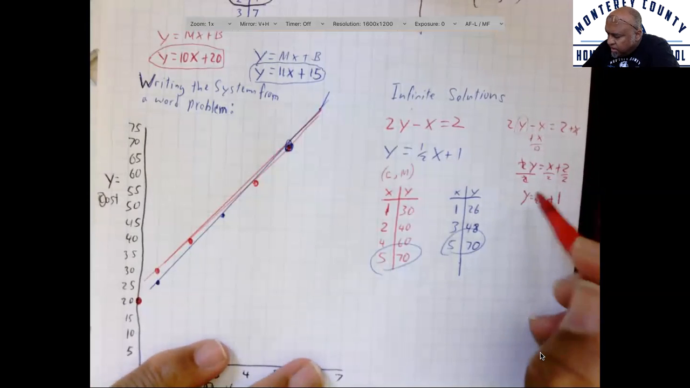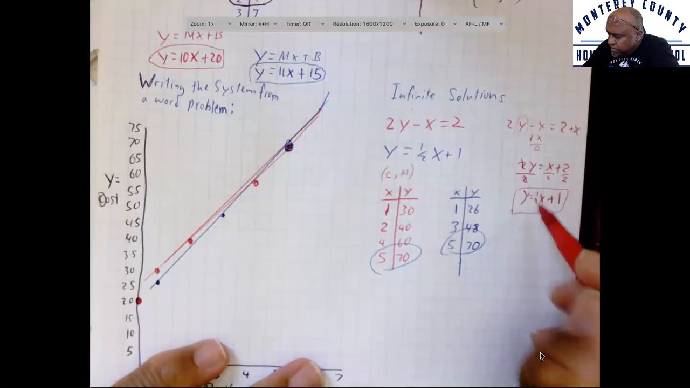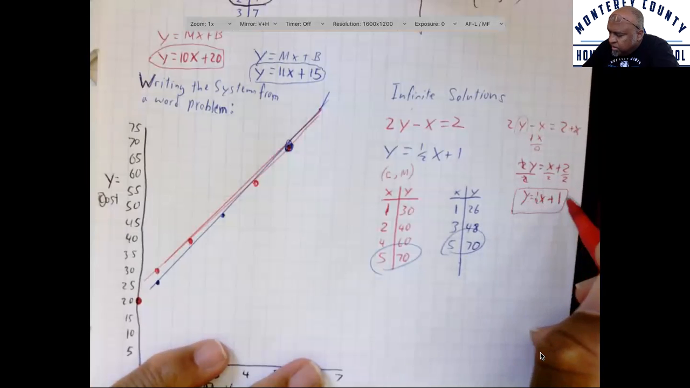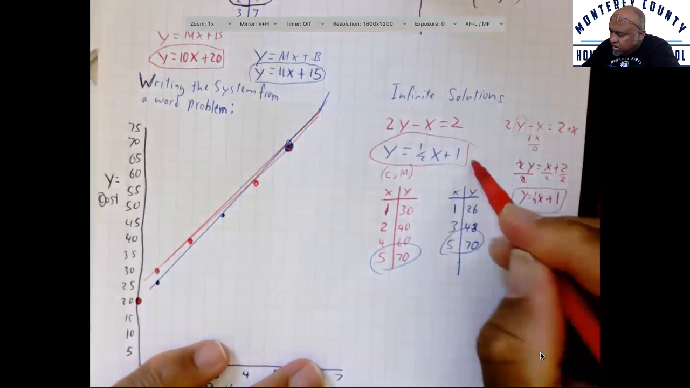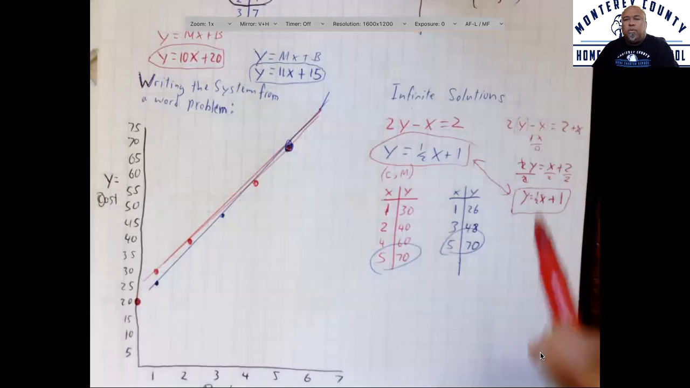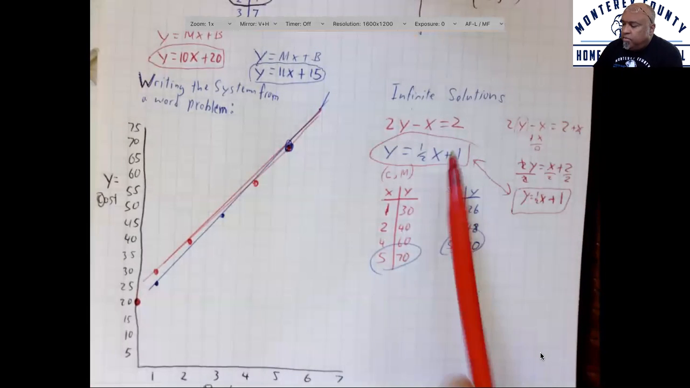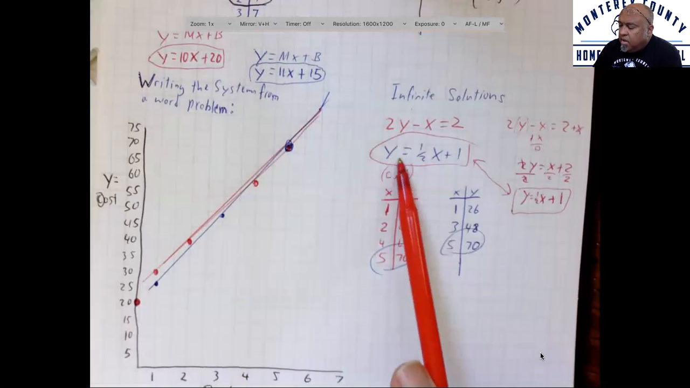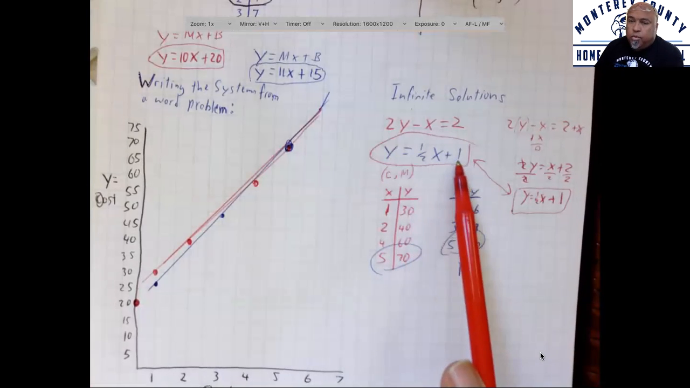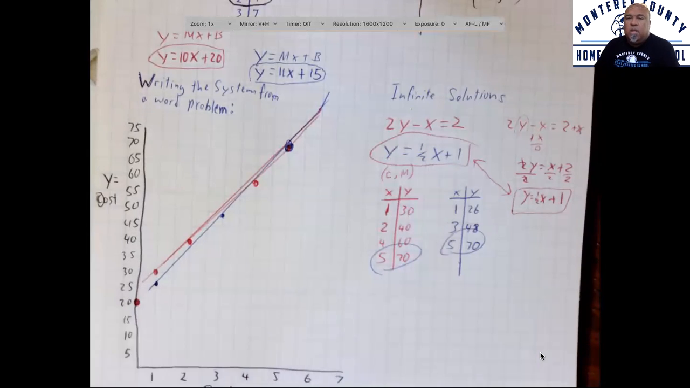So my red line, when I put it in the slope-intercept form, I have y equals 1/2 x plus 1. Well, if you look at the blue line, y equals 1/2 x plus 1, they are the same. So in this case, I have infinite solutions because my standard form equation and my slope-intercept form equation are the exact same equation. But I had to move them to the same form to tell that, okay? And it's not as easy to graph from a standard form equation.